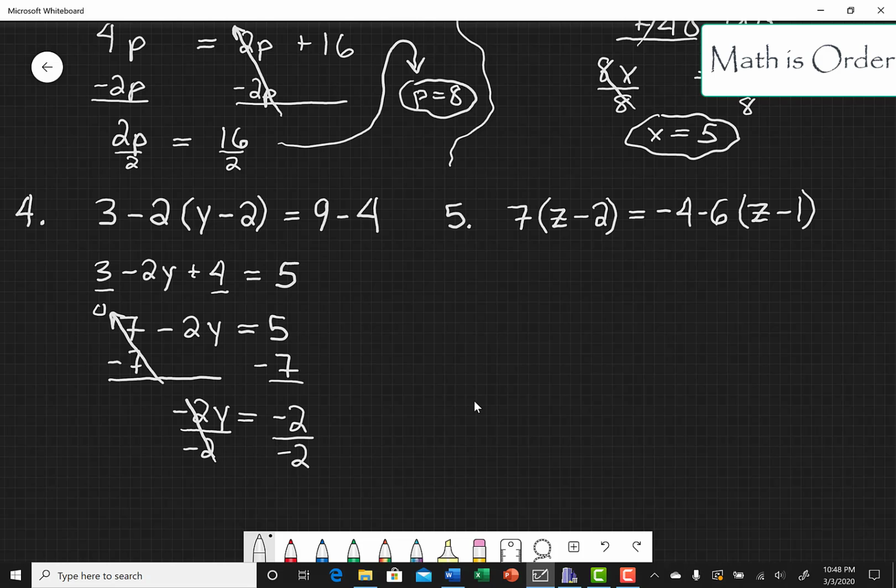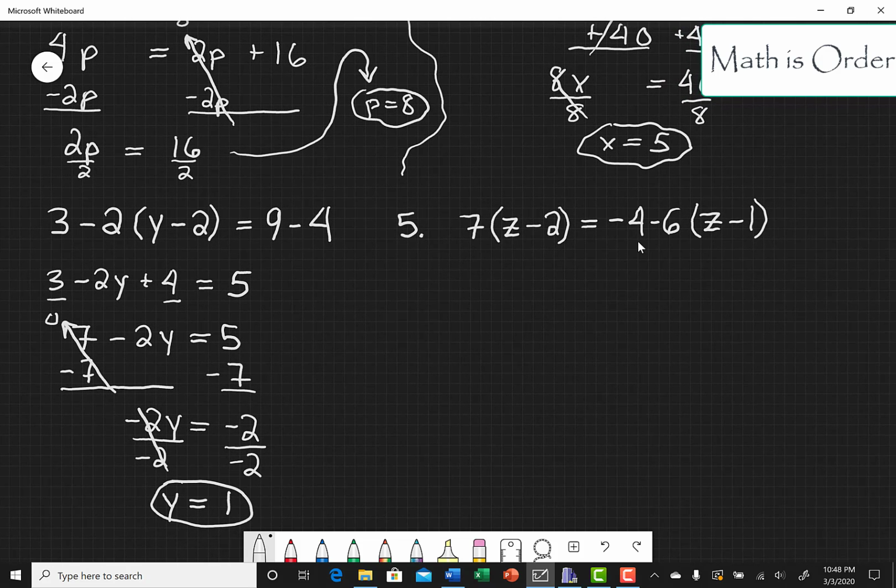Right? That gives us 1. Now 1 times y is just y. So our final answer is going to be just 1. Right? Because negative divided by negative is a positive. All right, moving on to number 5.